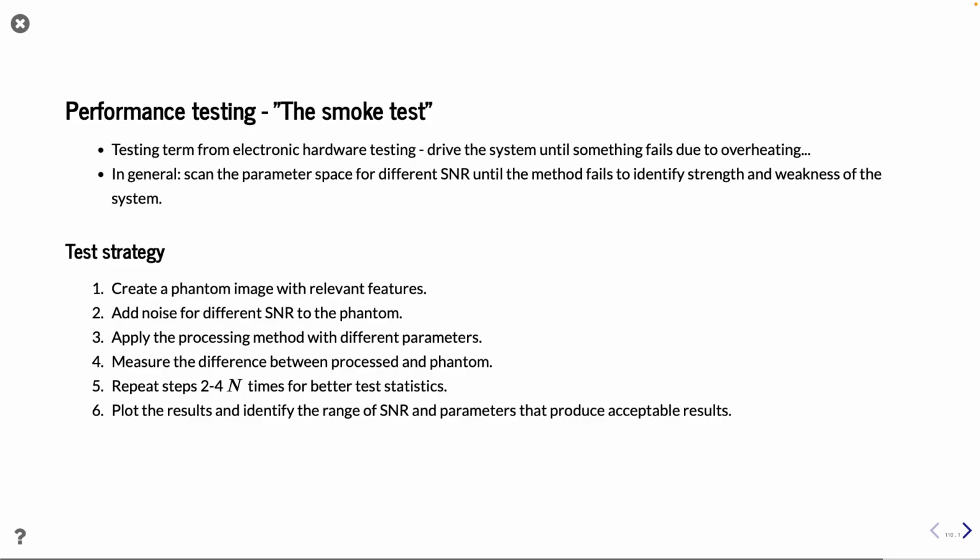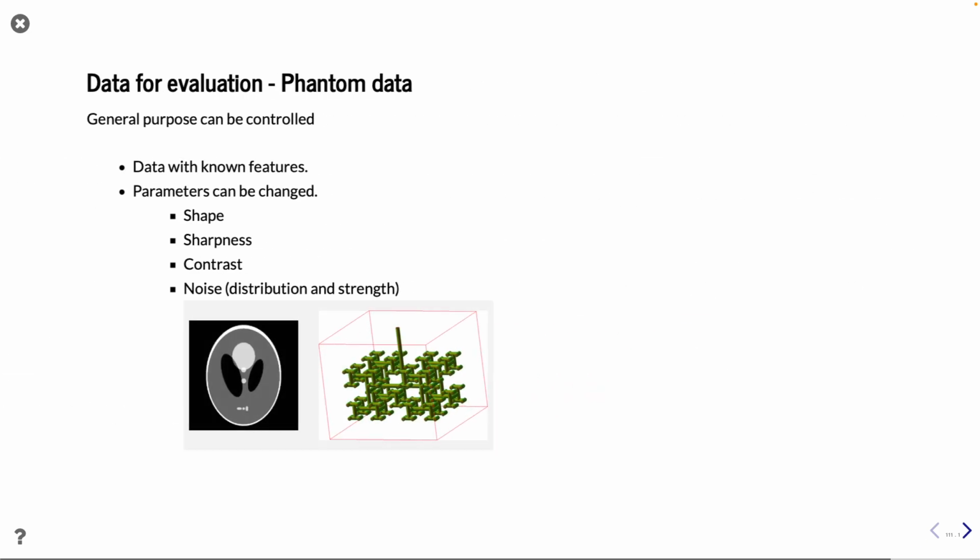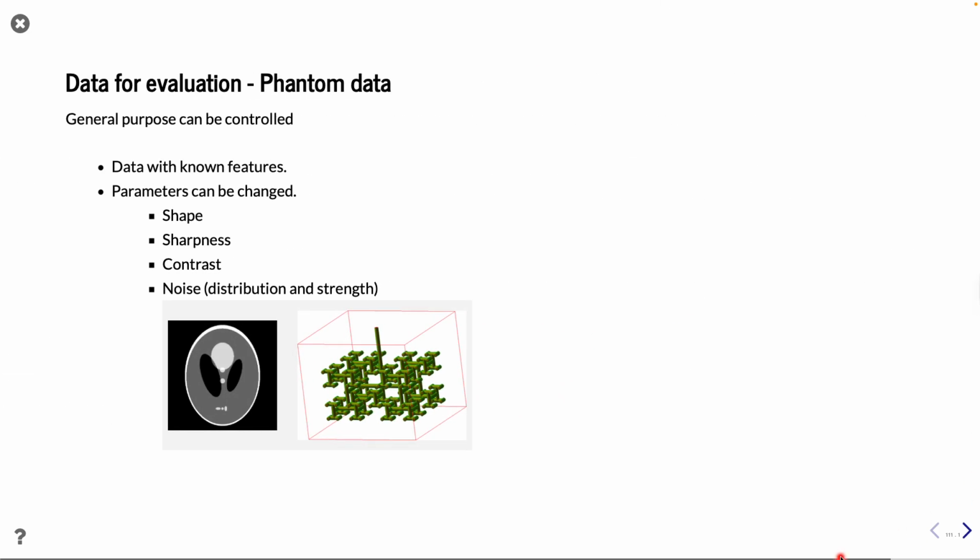And then afterwards you can plot these ranges with different parameter scans and different signal-to-noise ratios and see what the result is. So what you can do is apply known models. In this case, the Shepp-Logan phantom is very often used for medical imaging applications, tomography reconstruction. This was a structure that I created for a root segmentation algorithm. So I had some kind of branched structures, and I wanted to see how continuous I could keep them during the processing.